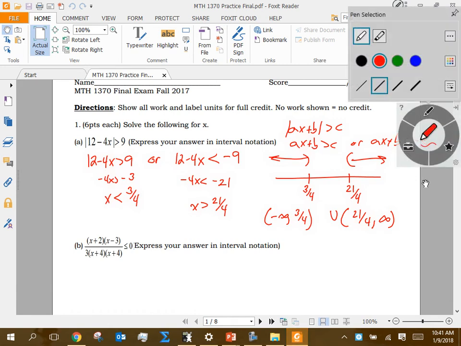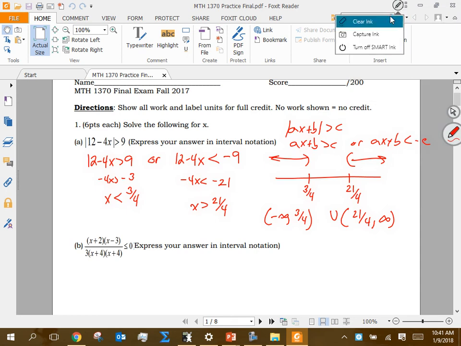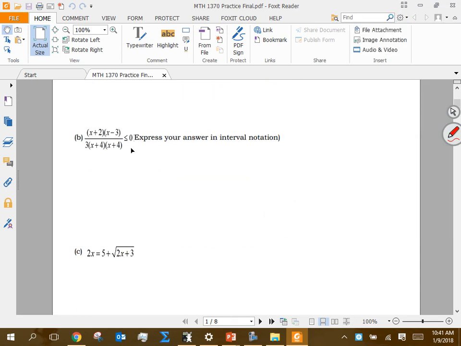The next one, this is a rational inequality. So if you remember, we need to basically create a sign chart here. So we need all the zeros. So there's a 0 at negative 4, there's a 0 at negative 2, and there's a 0 at 3. And those come from setting each one of these factors equal to 0 and solving.